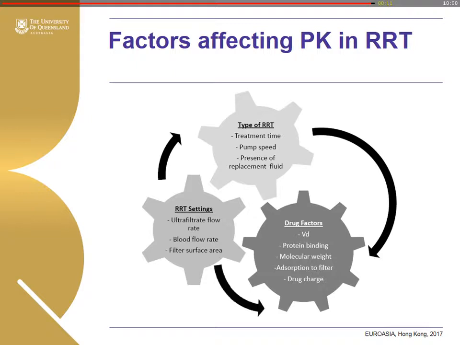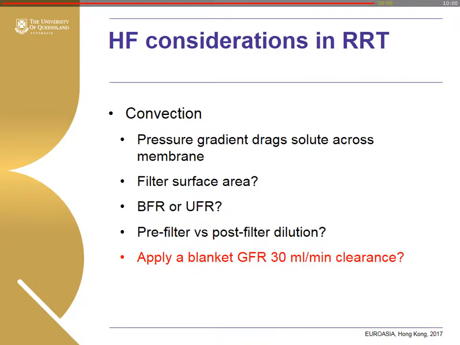This graphic here is meant to just summarise the different types of considerations, and it's really in the context of the type of renal replacement therapy, the renal replacement therapy settings, as well as the drug factors, and a lot of those that we've discussed so far. But just considering the interplay of each of these is something which is important. I want to make some comments about what data there is supporting each of these different elements.